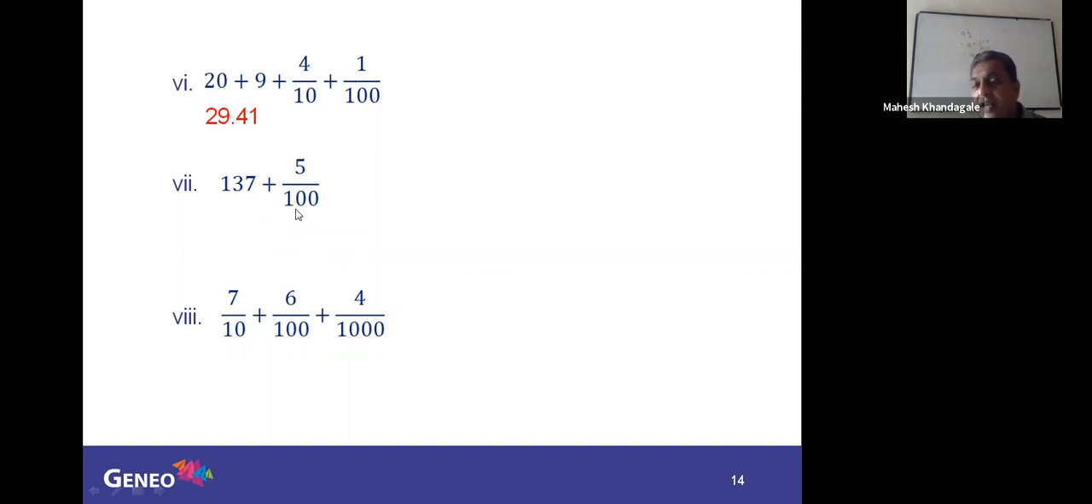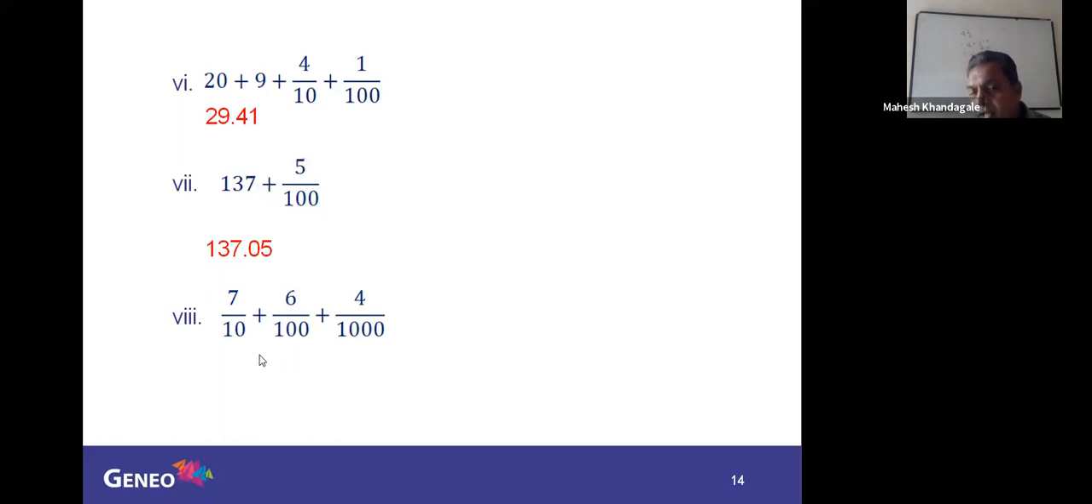So immediately, now this 137 plus 5 upon 100. So you will see that tens digit नहीं है. So we will put 0. Hundreds digit कौन सा है? 5. So be careful here. 137 whole part हो गया. Point. Tens digit is not there. So I will write 0 and then 5.